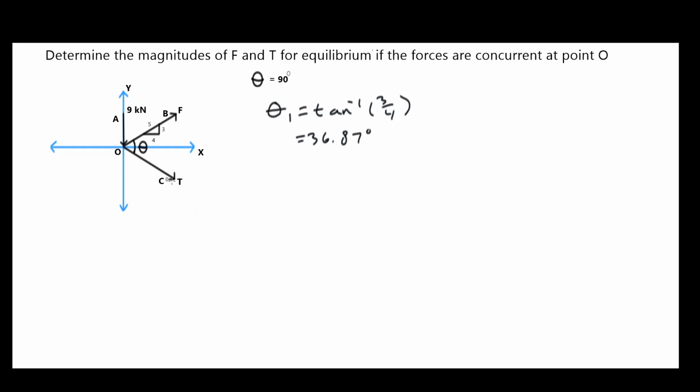So for this vector here, we'll go ahead and call that angle theta 2. And you'll figure that out by, since we have a total angle between the two vectors, just subtracting 36.87 from 90 degrees, and you'll get an angle of 53.13 degrees.